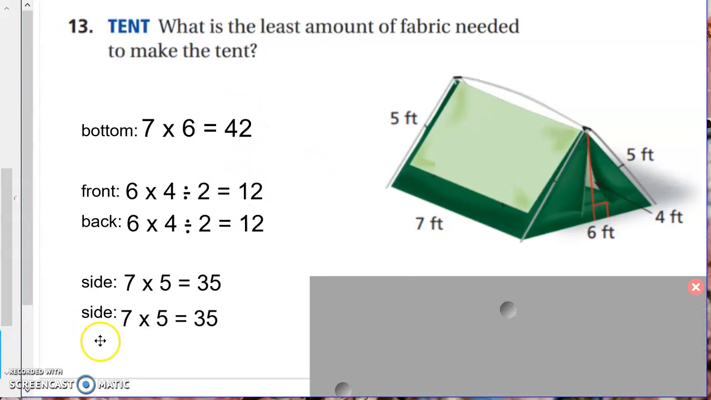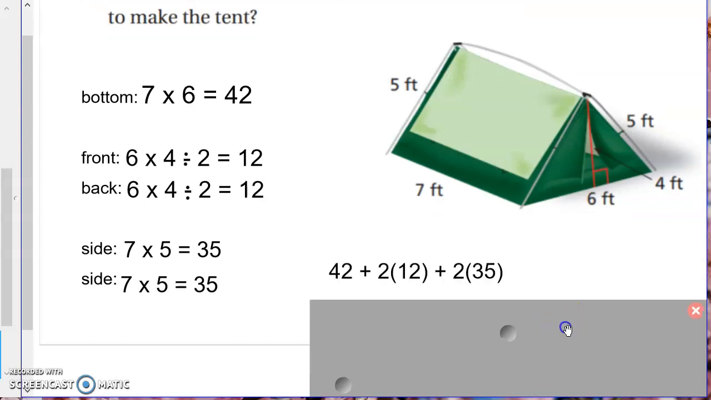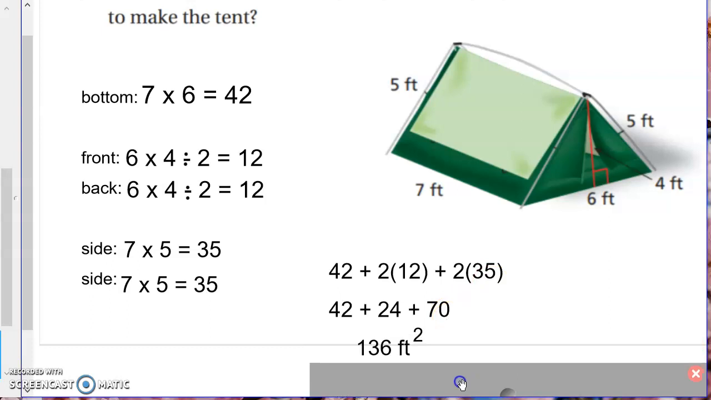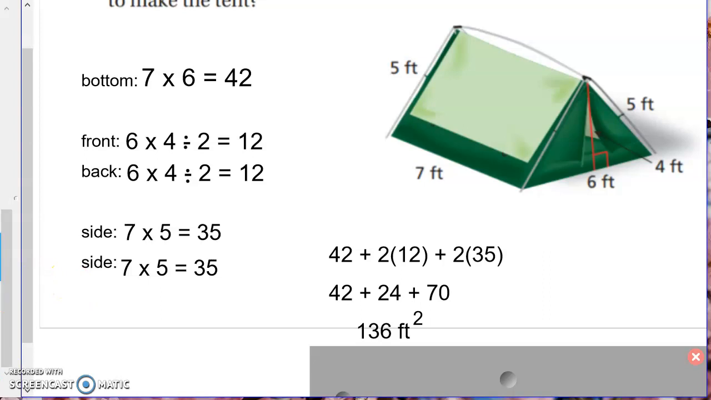Then I would add all of those numbers together. So 42 plus 12 plus 12 plus 35 plus 35. Or again, I can make it a little bit shorter by doing 42 plus 2 times 12 plus 2 times 35. Well, 2 times 12 is 24. 2 times 35 is 70. So then I add those 3 numbers together, I should get 136 feet squared.